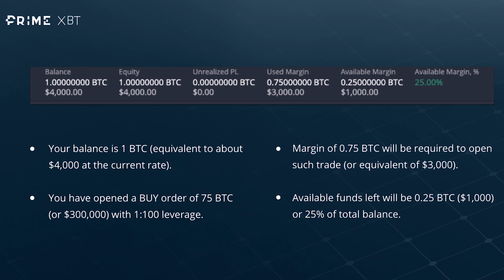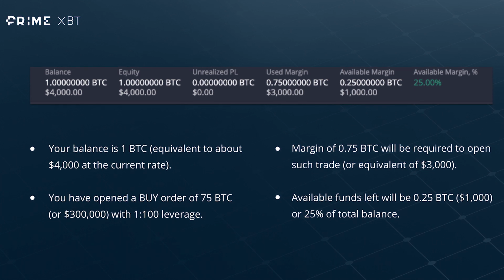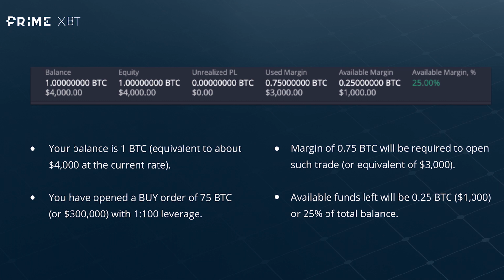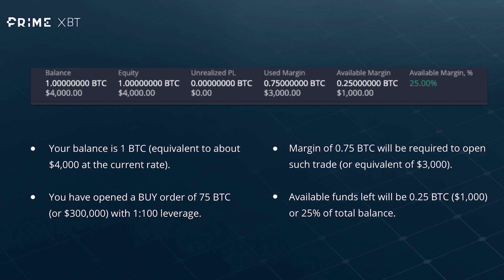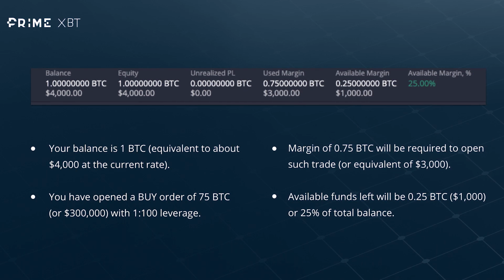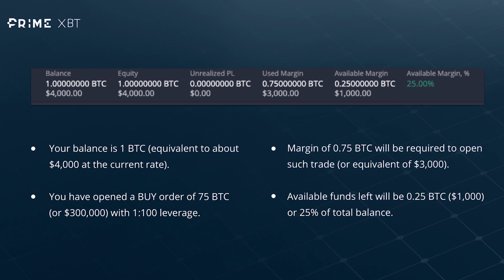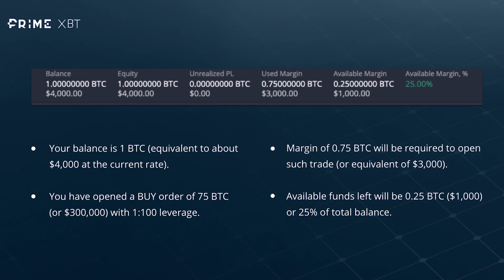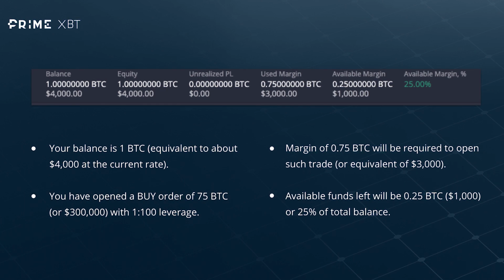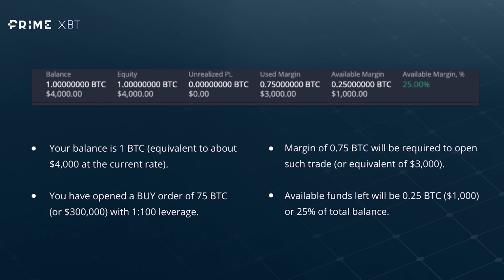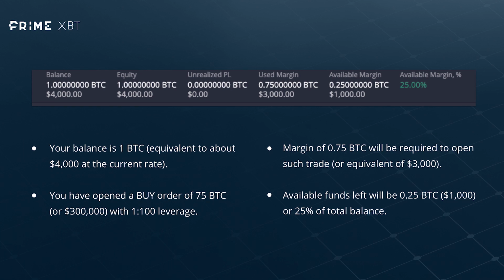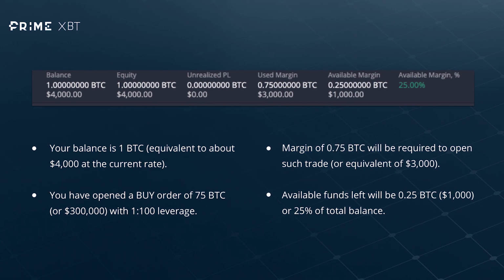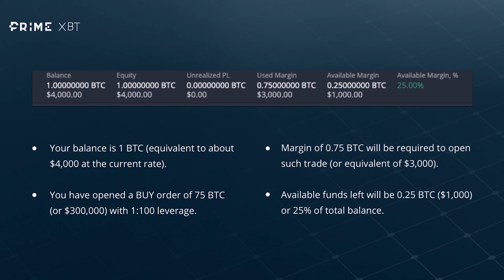Balance: 1 BTC, $4,000. Equity: 1 BTC, $4,000, plus profit or minus loss. Unrealized P&L: the current profit or loss will be displayed. Used margin: 0.75 BTC. Available margin: 0.25 BTC. Available margin percentage: 25%. If the price goes up, you will start making profits. In the equity line, the amount of your total capital will grow. In the unrealized P&L line, the current profit will be displayed, and the available margin, or available funds, will increase due to the fact that your open position generates profits and you can reuse these funds.